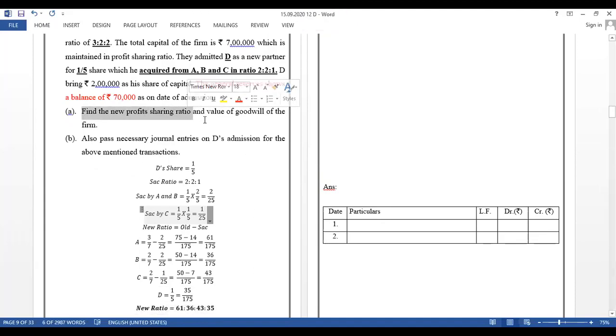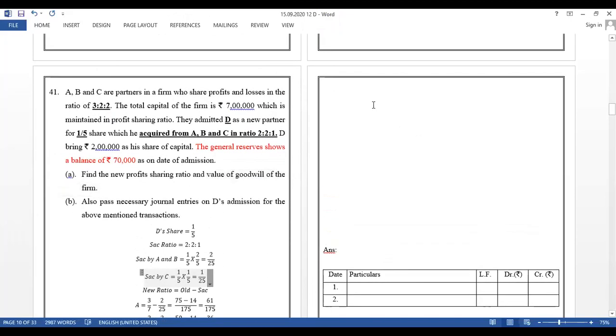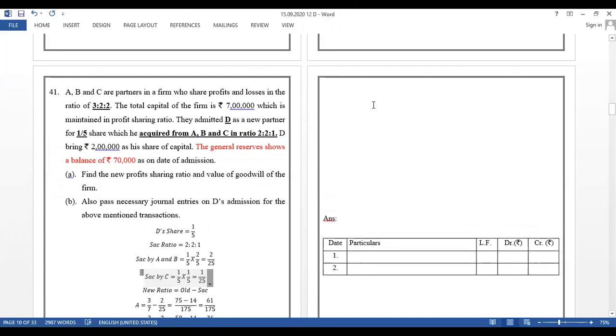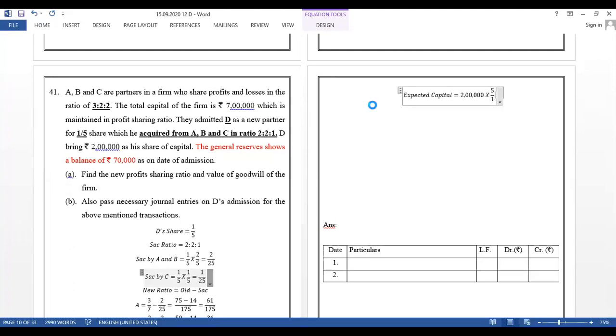Now we have also been asked to calculate the value of the goodwill of the firm. Whenever we have to calculate the value of the goodwill of the firm, that means this is a hidden goodwill. In hidden goodwill, we all know that there are 3 steps required. The first step is to have the expected capital. Expected capital is always based on the new partner's capital, right? So let us calculate that. Expected capital will be equal to the new partner's capital. D brings in rupees 2 lakh, and his share in profit is 1 by 5, so multiply by 5 by 1. This will be 10 lakh rupees.